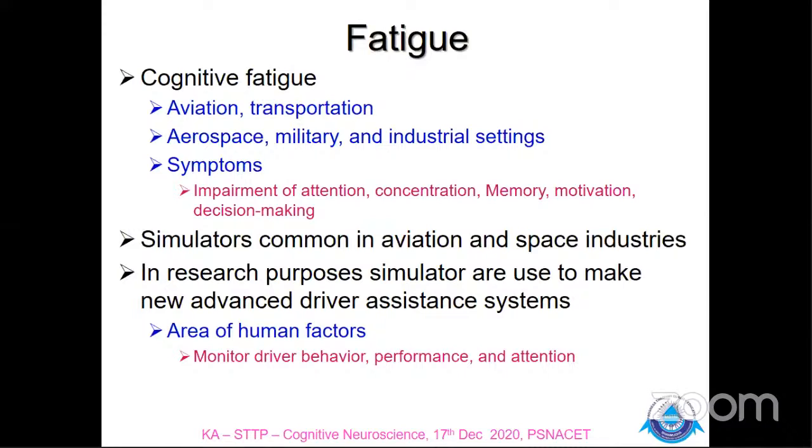In research, simulators are used to develop new advanced driver assistive systems, an area of human factors, monitoring driver performance, behavior, all these things. So most automobile manufacturers nowadays design simulators. If we move on to defense, they design a tank simulator. They put the human inside it. It is a simulator, not only a video game, though the tank is not actually moving.